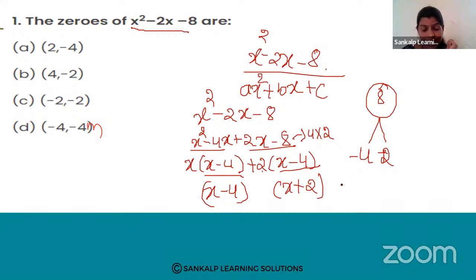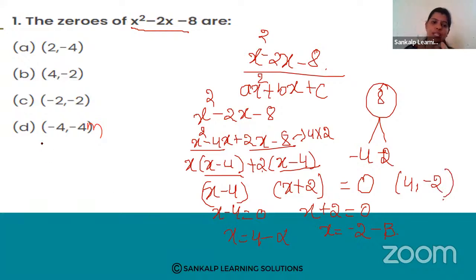Next step is equate these two factors with 0. X minus 4 equal to 0 and x plus 2 equal to 0. Then what you will get? X minus 4. Transfer this minus 4 to this side. It becomes x is equal to 4. Transfer this plus 2 to this side. X is equal to minus 2. Finally, what you will get? These are two zeros they are asking. Zeros means one is alpha and another one is beta. So alpha value is 4 and beta value is minus 2. So which option is right? Option B is right. Very good.